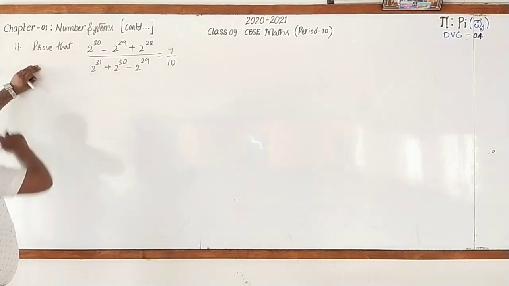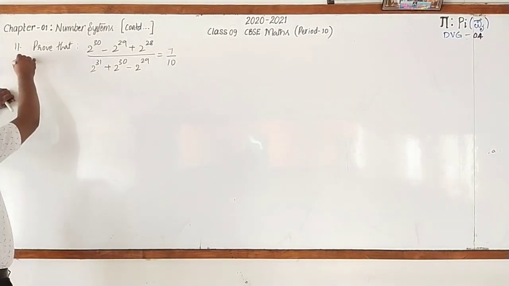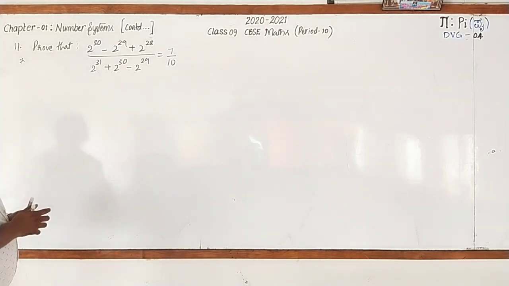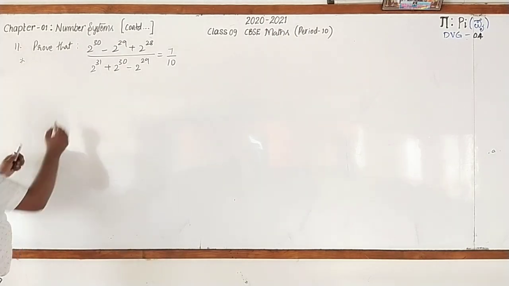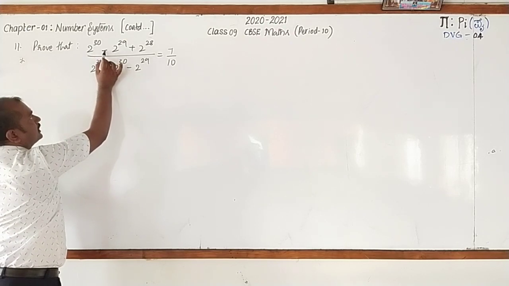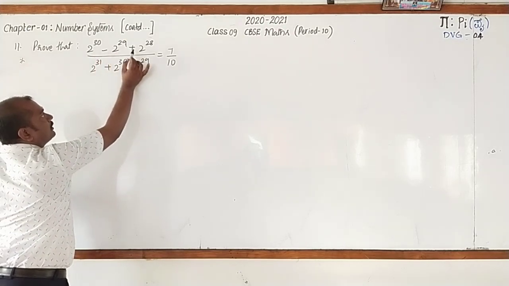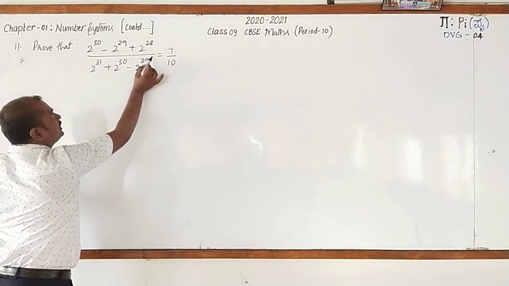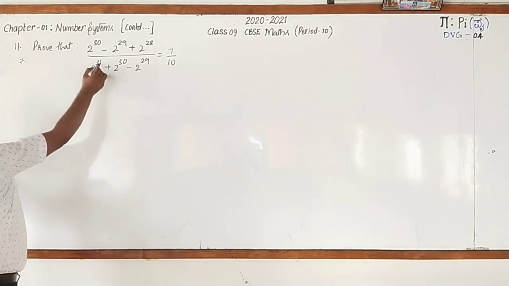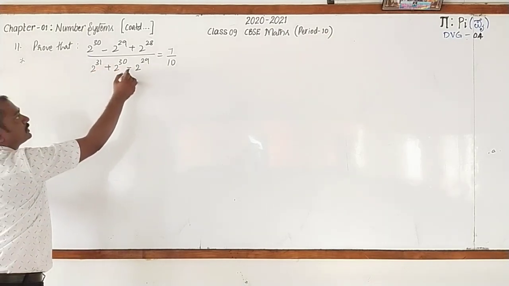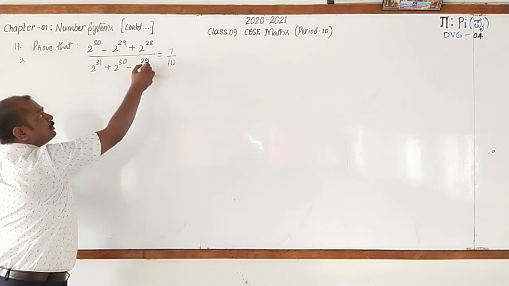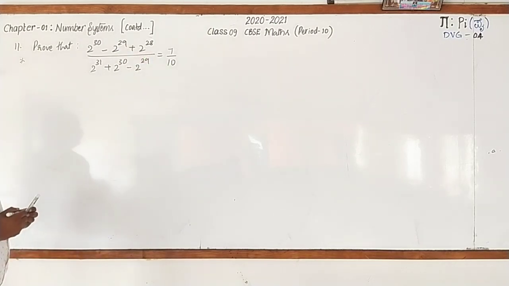Observe this, 11th one. Even this is also important one. The question is, prove that 2 raised to the power 30 minus 2 raised to the power 29 plus 2 raised to the power 28 whole raised to the power 2 raised to the power 31 plus 2 raised to the power 30 minus 2 raised to the power 29 equal to 7 by 10.